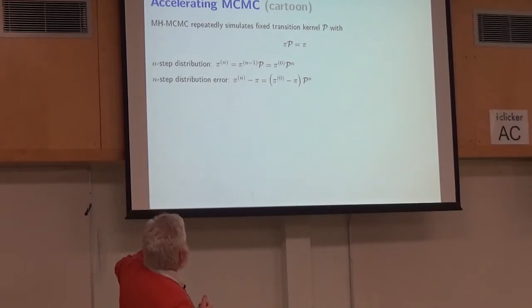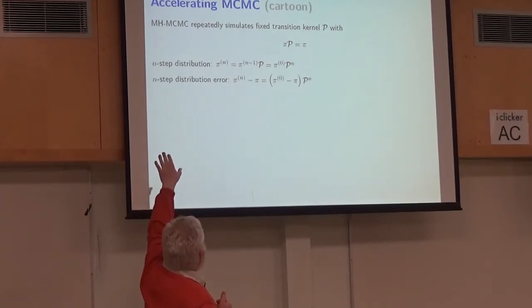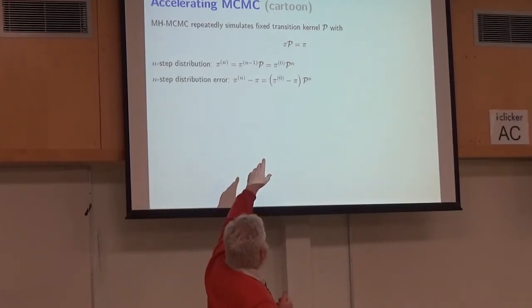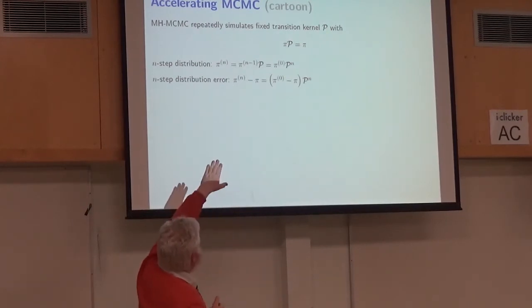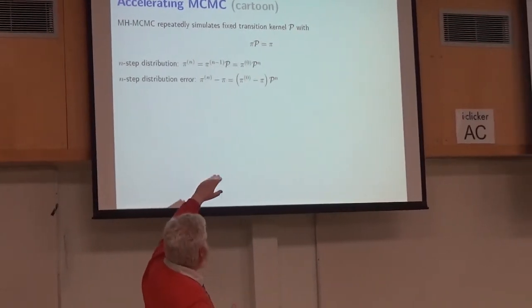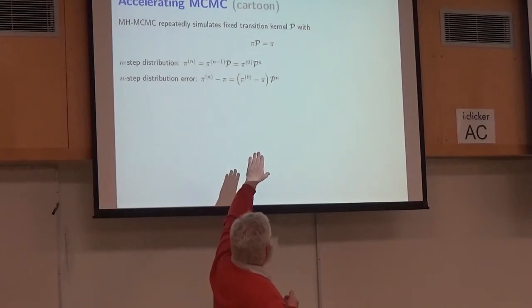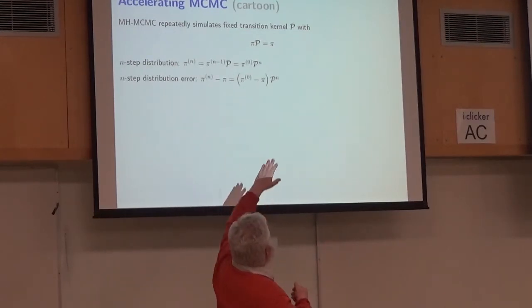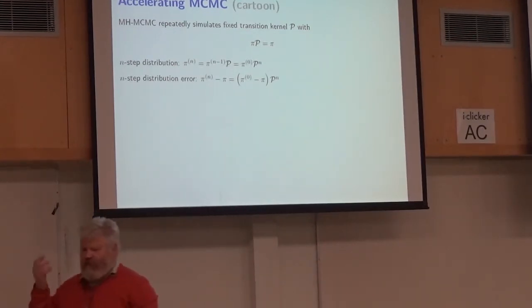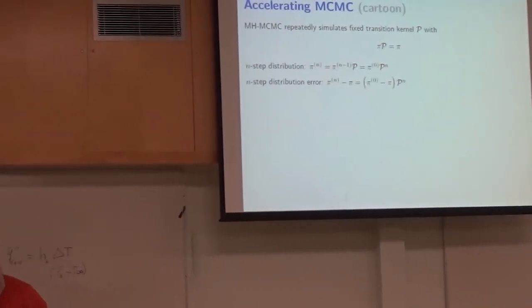For some odd reason in numerical analysis, we calculate this error distribution this way. So if you want to ask me what's the difference between the n-step distribution and the one I care about, we go like pi naught minus pi, the initial error, times P to the n. So I just raise that kernel to the nth power.